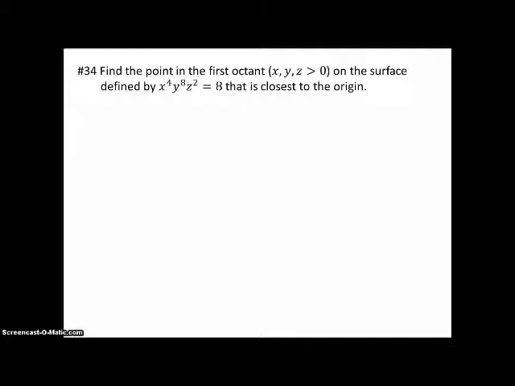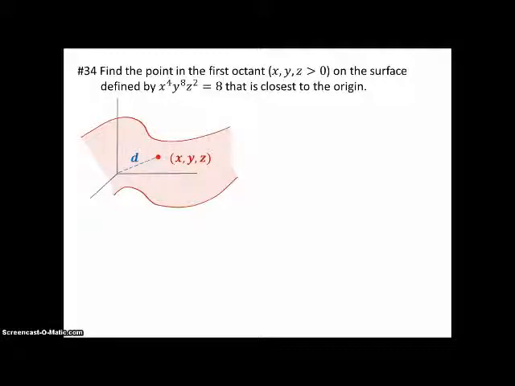Number 34. Find the point in the first octant on the surface defined by x to the fourth, y to the eighth, z squared equal 8 that is closest to the origin. So we don't really know what that surface looks like, so we'll just draw a generic surface. And we want to minimize the distance, the blue distance, from the origin to a point on the surface.